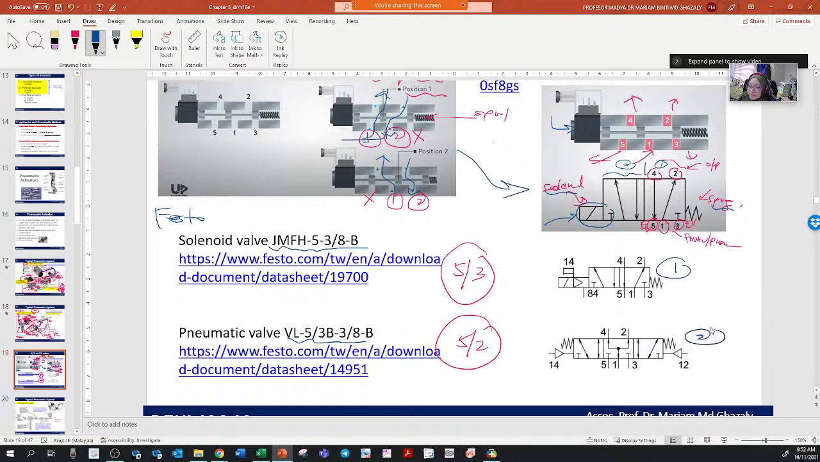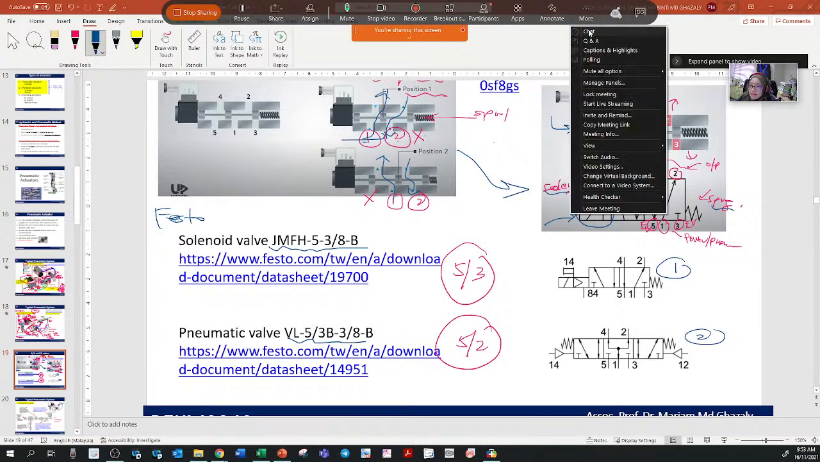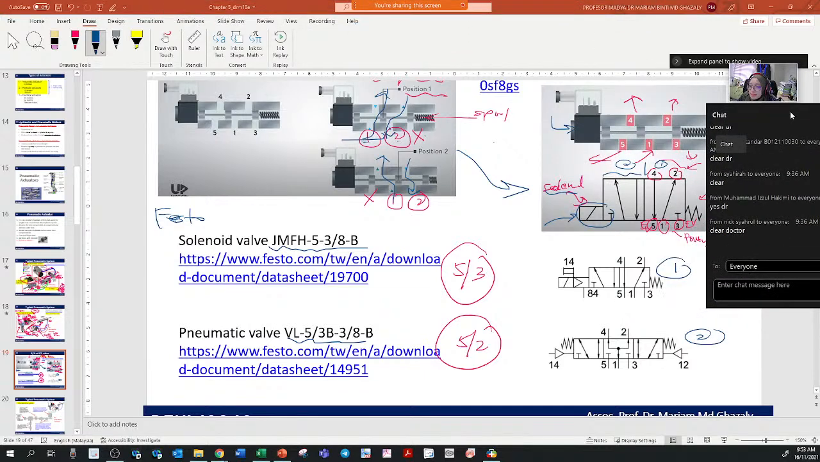on the right side here, there are two symbols. The first symbol shows this type of valve, and the second one shows this one. So which of the two is a 523, and which of the two symbols is a 522 control valve? Please write in the chat, what do you think? 523 is number 1, 522 is number 2, for example. So write that in the chat. This is a question since I explained just now.